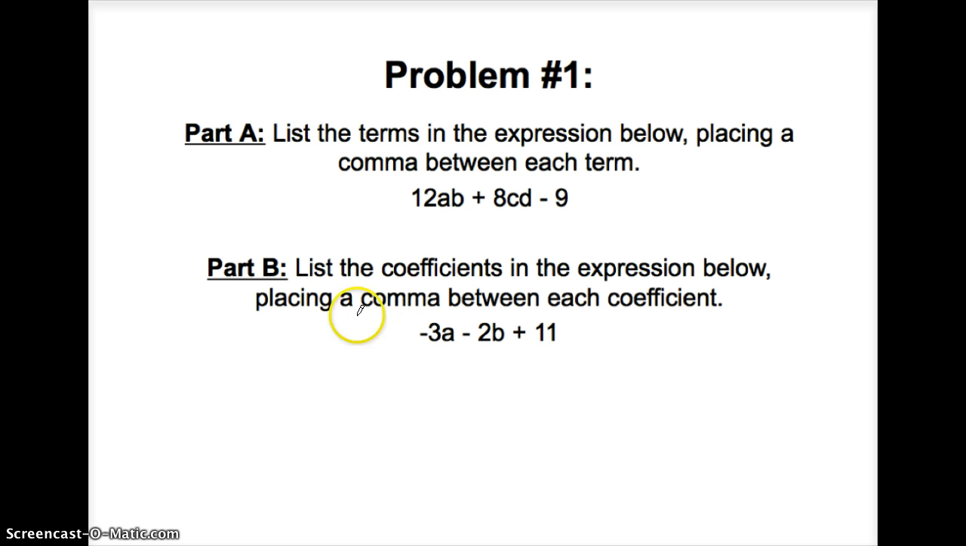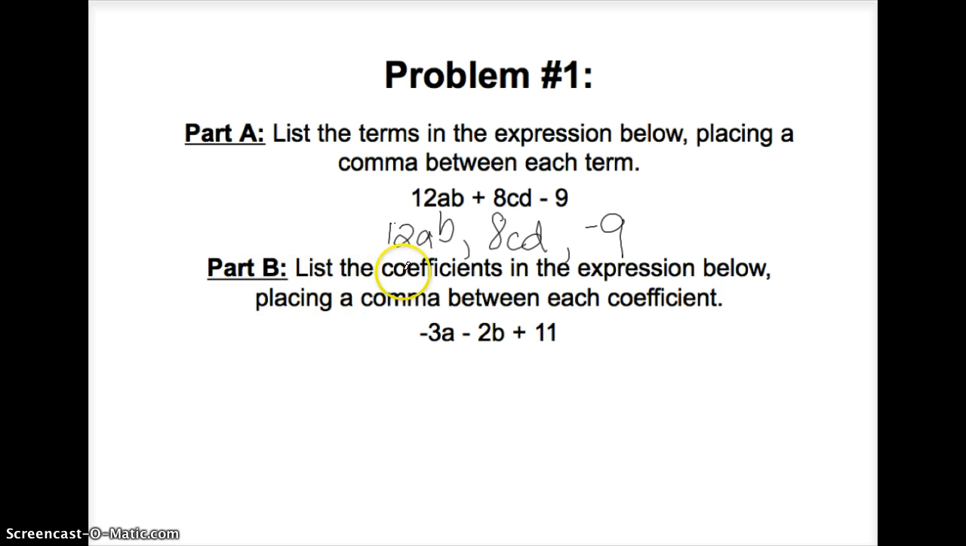In this first problem, we need to list the terms in the expression below, placing a comma between each term. Okay, so how many terms do we have? Well, we have 3 terms here, and they are 12ab, please make sure you pause and write this down. They are 8cd, and we also have negative 9. There are 3 terms here.